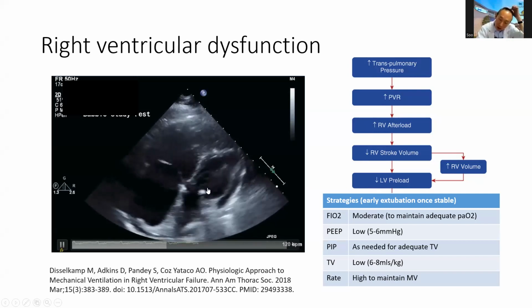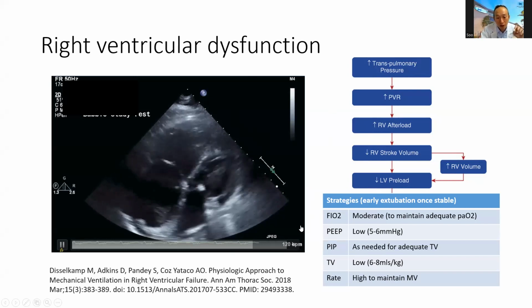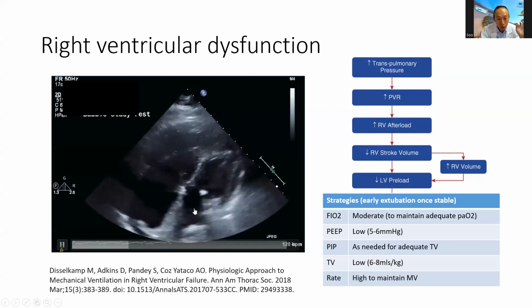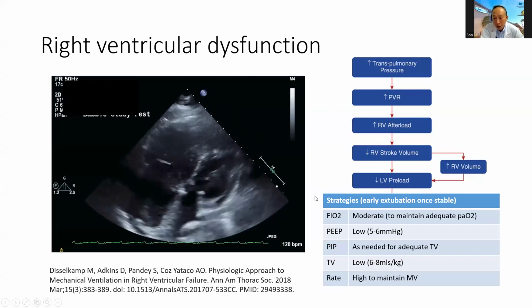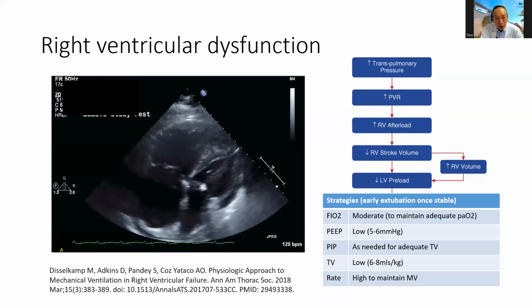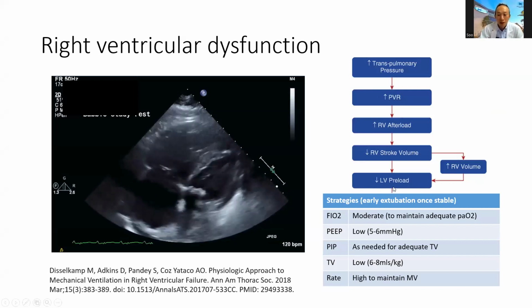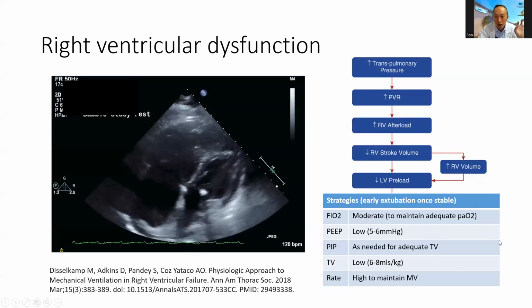You can sometimes get APO from this situation, because suddenly you lose the support of the LV afterload reduction from the positive pressure ventilation. LV struggles, totally loss of cardiac output, and you create a situation where you have acute pulmonary edema. So it is not desirable to extubate a patient with right ventricular dysfunction when they are still in a deeply dysfunctional state. But the strategy on a theoretical level is still to extubate them early once they are stable.